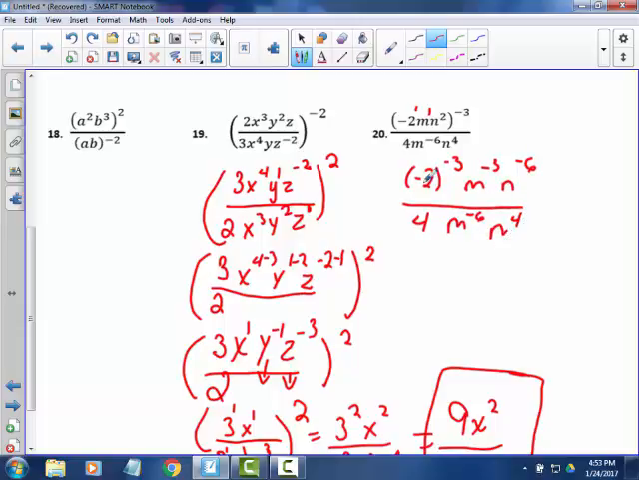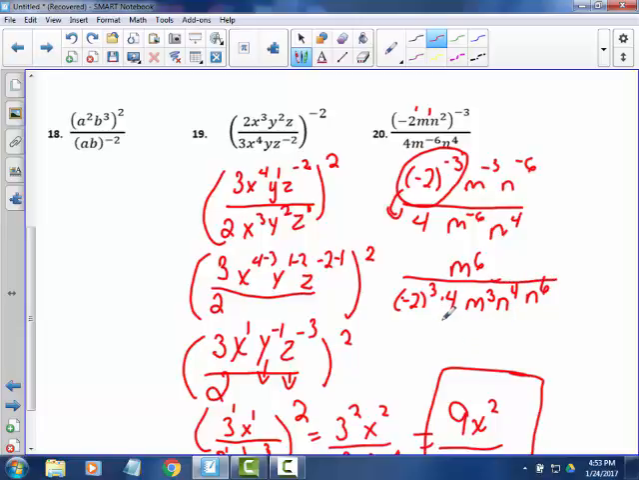Okay? So negative 2 to the negative 3rd power, right, means we need to bring this entire term down below to get rid of the negative. Okay, so that would be negative 2 now to the 3rd power times 4. Okay. M to the negative 3 would come down below and become m to the positive 3. M to the negative 6 would need to go up. N to the 4th would stay put because it's a positive exponent, and n to the negative 6 would come down and be n to the positive 6.